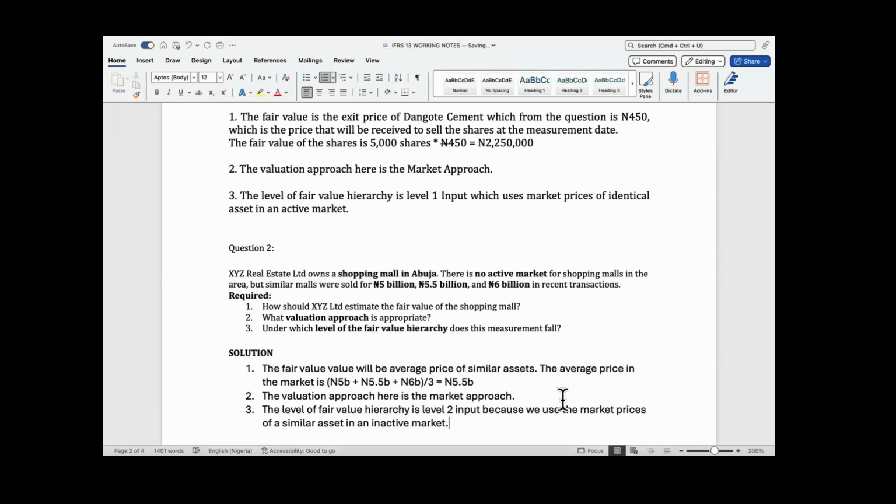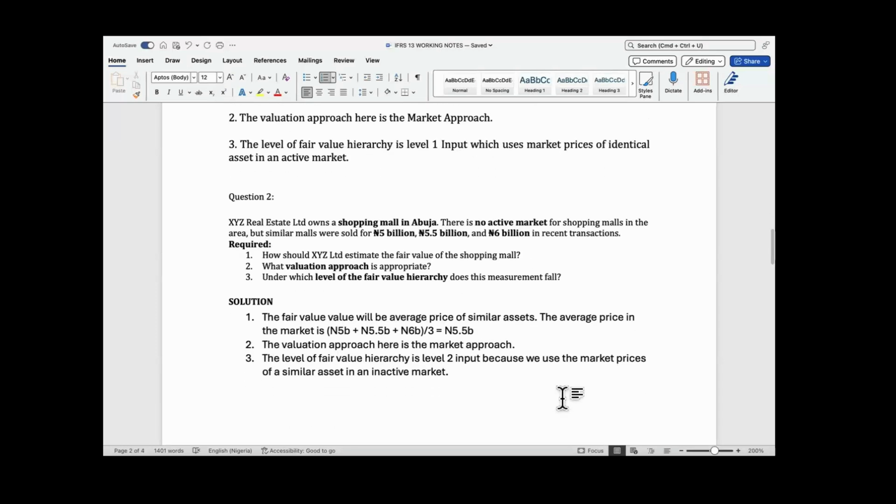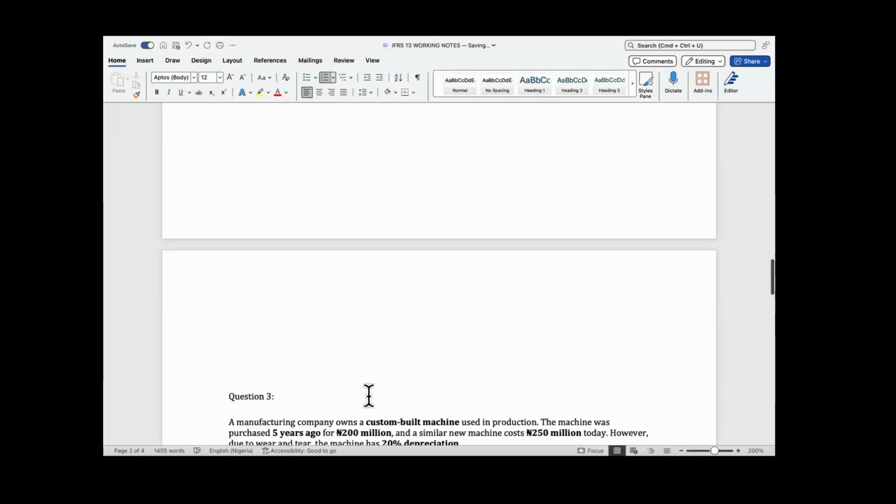Level 2 is when you are using the price of a similar asset. Level 1 is when you are using an identical asset, that same asset is in the market and you know how much the price is. But with this one, the asset is not in the market, you can only use similar assets. And of course, you make some adjustments. This input requires adjustments. Okay, I think you guys are getting it.